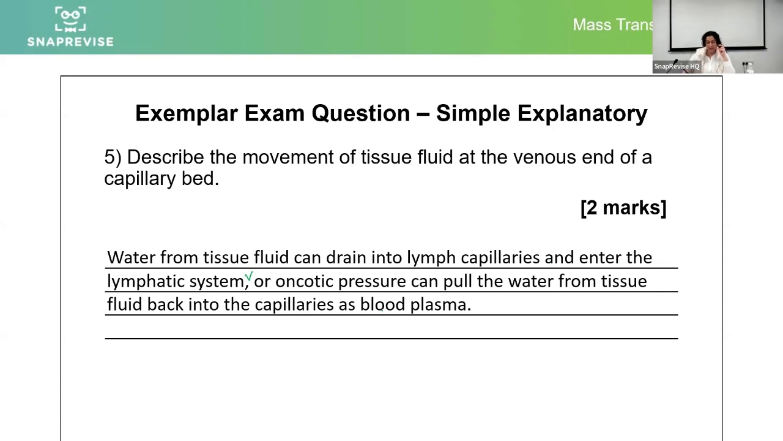So, strictly speaking, the first mark about the lymph capillaries is not exactly talking to us about the venous end of a capillary bed. However, the question is asking me to describe the movement of the tissue fluid as a whole, right? So these are the two possible fates of tissue fluid. It can be absorbed back into the capillaries as blood plasma at the venous end, or it can be drained into the lymphatic system. So both are correct here. You could answer either and get 2 marks.